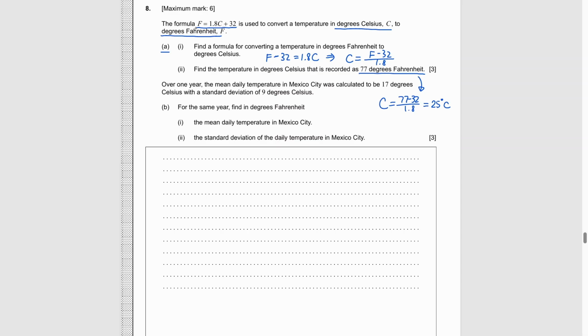For part B, the mean of C is 17 and the standard deviation is 9. To find the mean of F, we substitute 17 into the formula, which gives us the mean of F. For the standard deviation, we remember that adding or subtracting a constant does not affect the spread. So, plus 32 has no effect. The only change comes from multiplying by 1.8. Therefore, the standard deviation of F is 9 times 1.8.